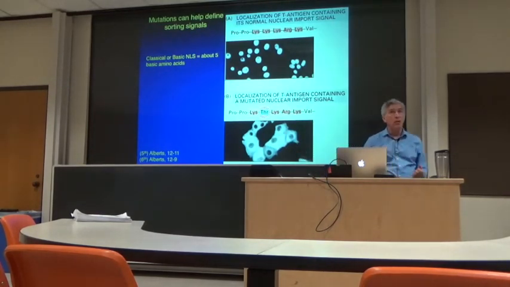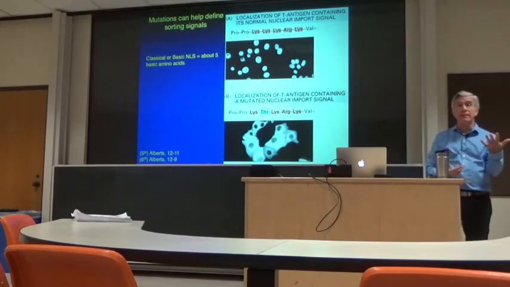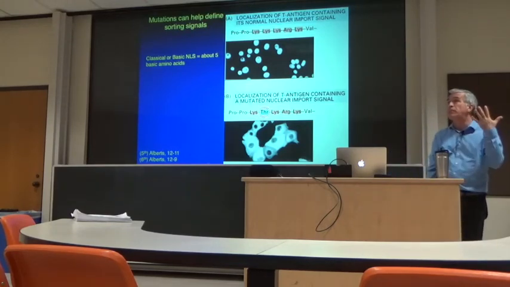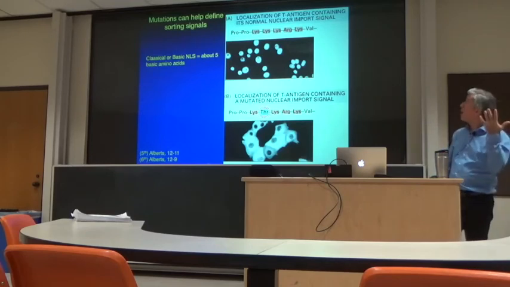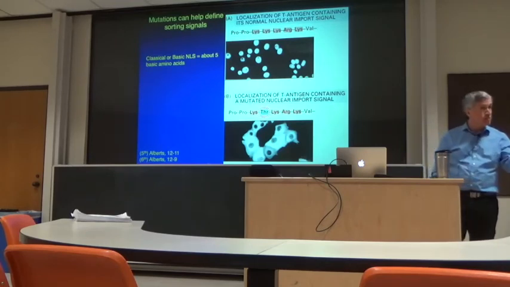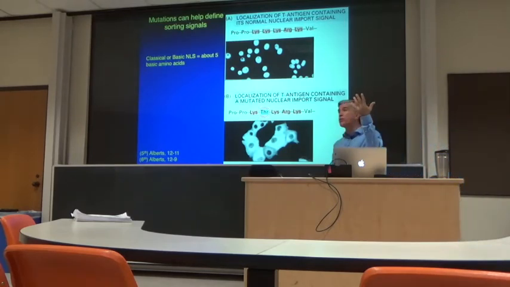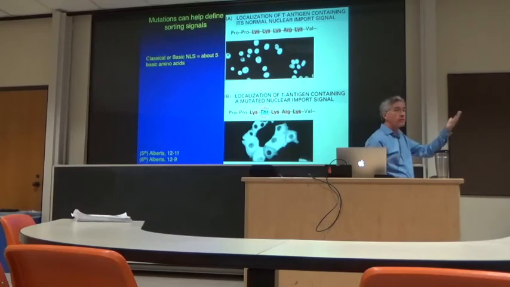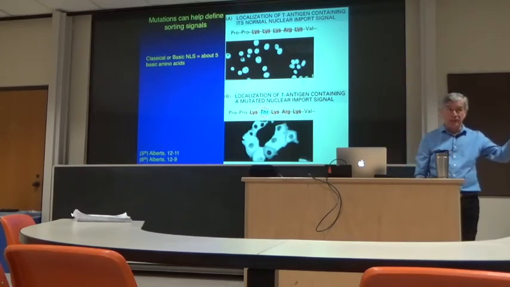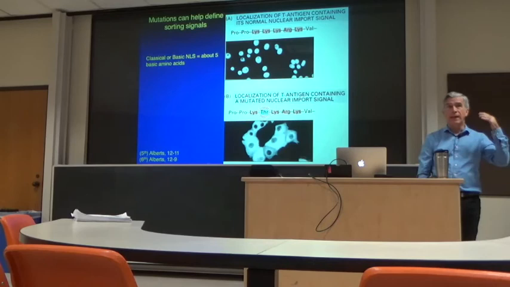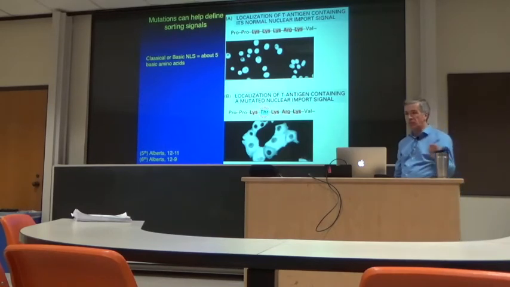So what can we say about those 5 amino acids? Those 5 amino acids are indispensable, so they are necessary. And that's all you need. You don't need anything else beyond those 5 positively charged amino acids. So they are sufficient. They're necessary and sufficient. Just like KDEL. You need all those 4 amino acids, you don't need anything else. Necessary and sufficient.